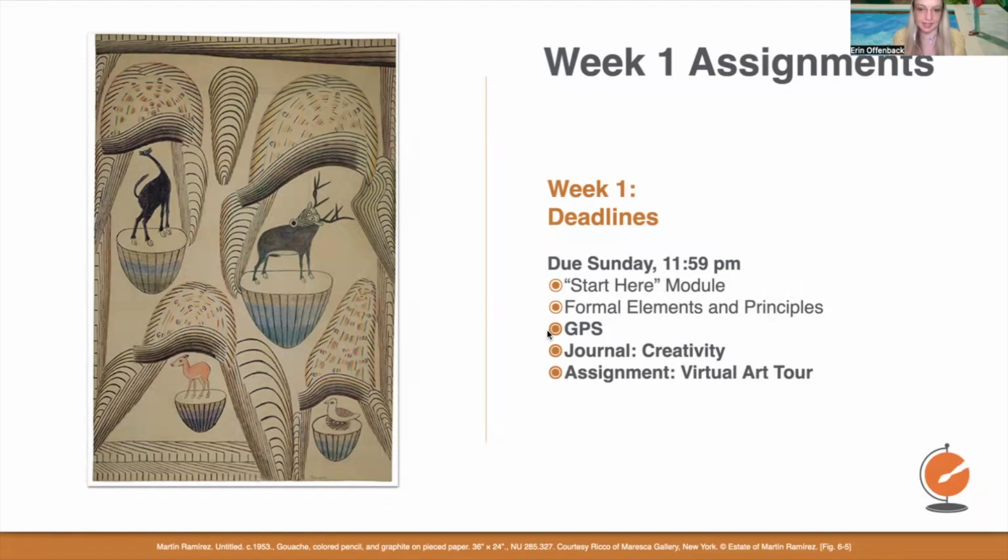So on Sunday before midnight, you have a few things due. You do have your GPS, as I mentioned, that is your professionalism assignment. That's worth 10% of your grade. So go ahead and just knock that out of the way. You do have a journal. Every week you will have a journal, and I'll go over that in a second. And then your bigger assignment is a virtual art tour. Now, this is 10 questions that does take some time and some thought to complete. So I highly recommend not starting this Sunday at 11:30 p.m. because you most likely won't get it done in time. You need to start this as soon as possible.